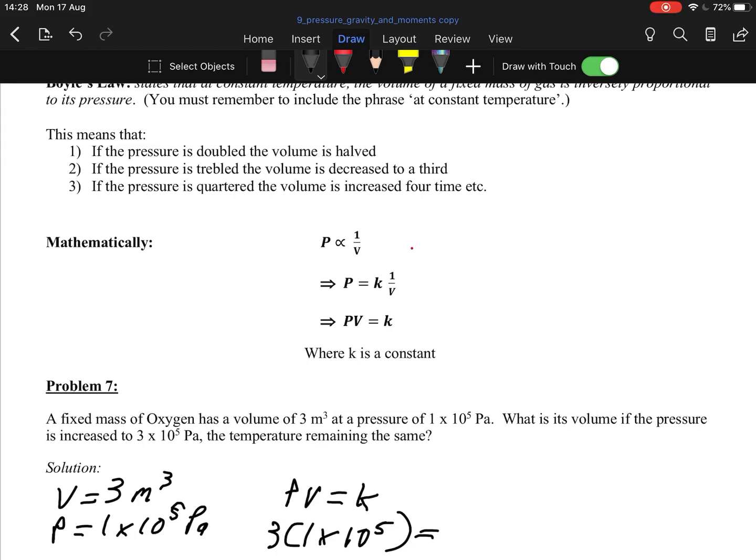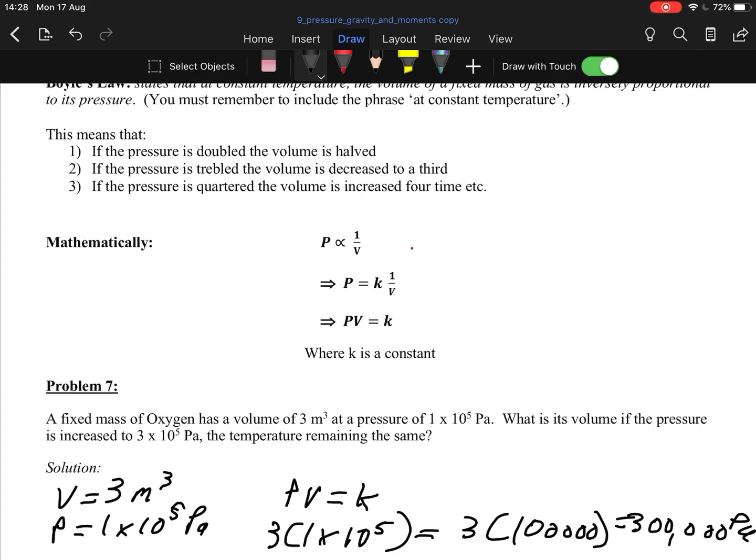I didn't work that out. Give me a second there now. I'll pop that into the calculator. So basically that's 3 times 1, 2, 3, 4, 5. So that'll be 300,000. Okay. So basically the pressure will be 300,000 pascals.